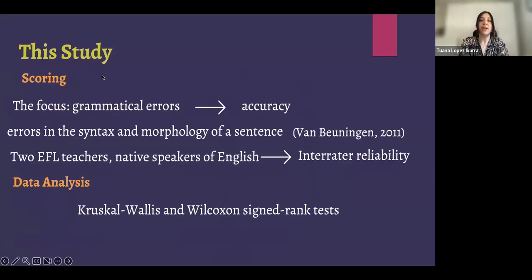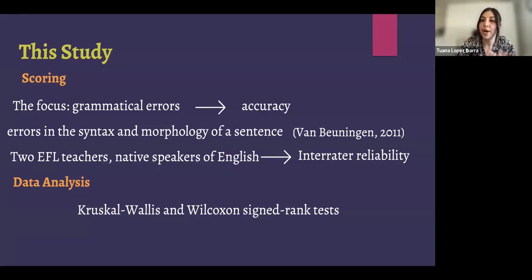And then the scoring. We scored the exams based on their grammatical errors. Our aim was mainly on accuracy. We didn't care much about the content, and we just asked them to write small sentences, so there wasn't much more to evaluate. That's why we specifically focused on errors in the syntax and morphology of a sentence, as was also suggested in the literature.